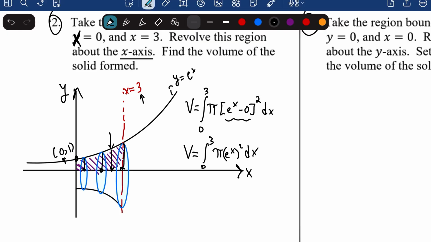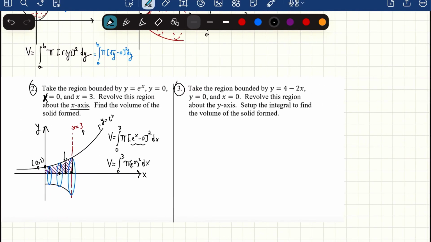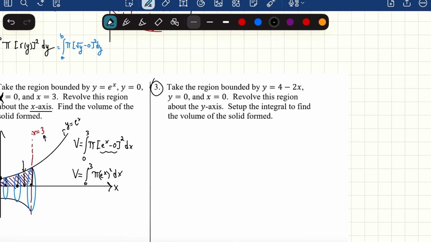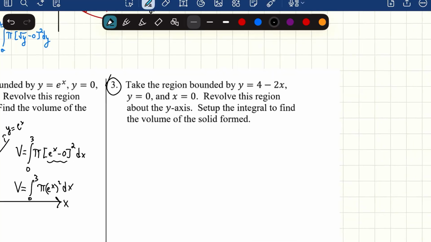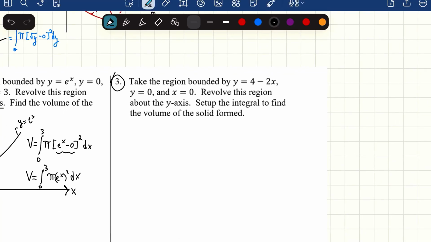Okay, so all you need to do over here is plug it in on a graphing calculator and you're good to go. Now, for number 3, they said take the region bounded by y is equal to 4 minus 2x, y is equal to 0, and x is equal to 0.